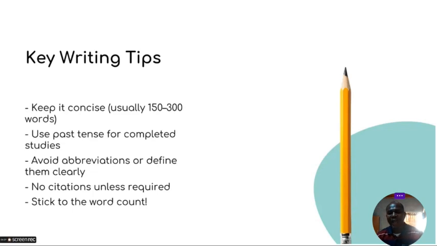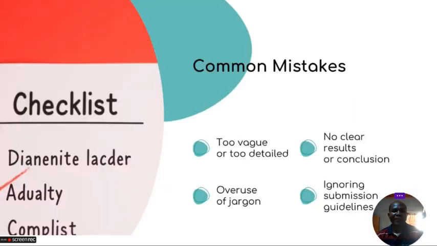Now, it's important you avoid abbreviation when you write abstracts, because you are not going to have the ample opportunity to begin to explain what your abbreviation actually means. So there must be clear definition of every term. And of course, you want to ensure you avoid citation as much as possible, except if there is a consideration for that. And then you must stick to the word count as I've earlier mentioned.